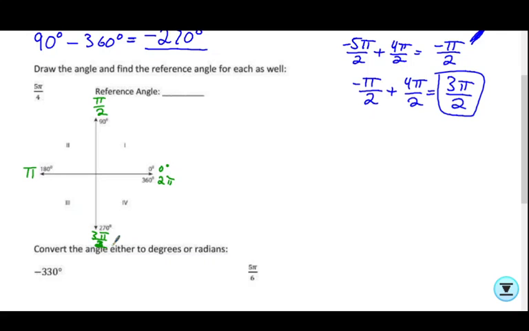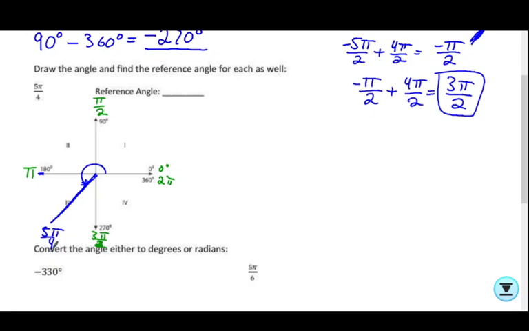Okay? So 5 pi over 4, since we're going to draw it, which quadrant are we going to end up in? Well, 5 pi over 4, is that bigger or smaller than 1 pi? So are we past 180 degrees? Well, 5 pi over 4 is definitely bigger than 1 pi. So it puts us in this quadrant right here. So this is my angle. This is 5 pi over 4.